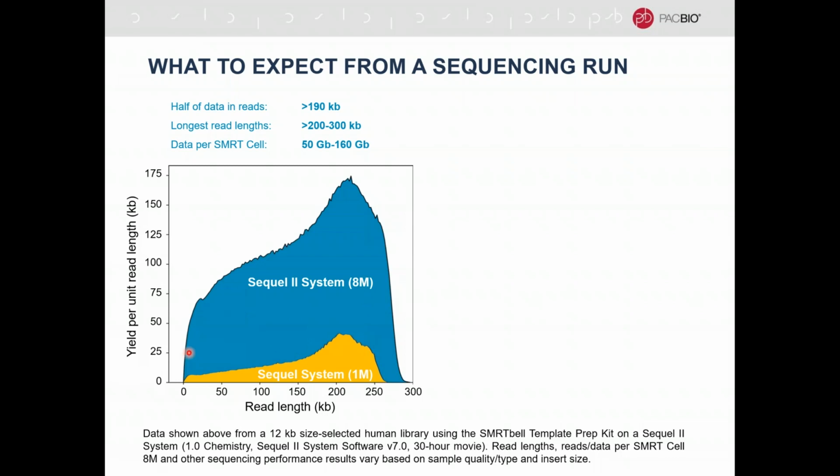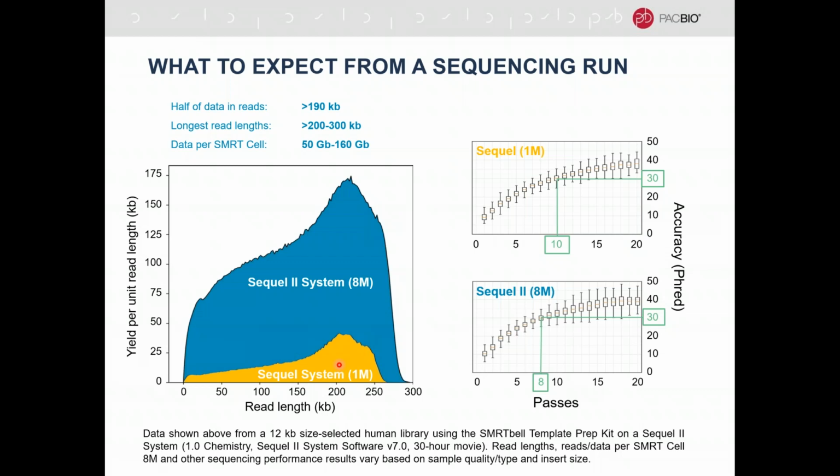And this is a distribution of read lengths. As I mentioned previously, the read length here can approach well over 200,000, as high as almost 300,000 base pairs. This typically means that over half of the data is greater than 190,000 base pairs. The longest reads are 200 to 300 KB, and data output varies between 50 gigs to 160 gigs, which corresponds to the Sequel and the Sequel 2 systems.